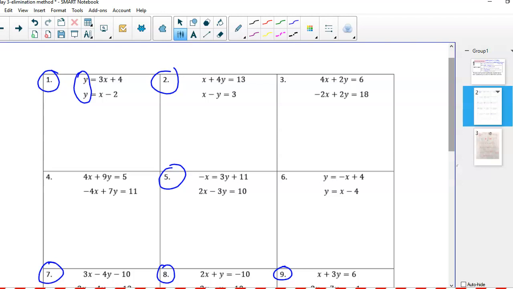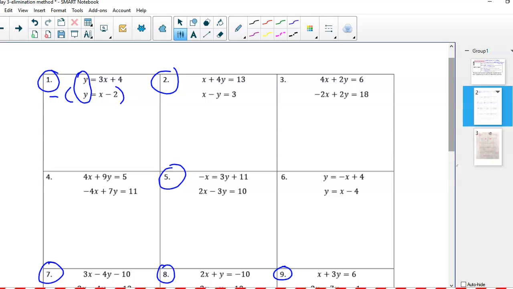Now, to eliminate it, we either need to add or subtract. So let's think about this. If we add these two together, will they cancel? No. So we have to subtract. Except when we subtract, we're subtracting the entire equation, not just one piece. So I'm going to do this step by step, and I would advise that you do the same thing until you get the hang of this.